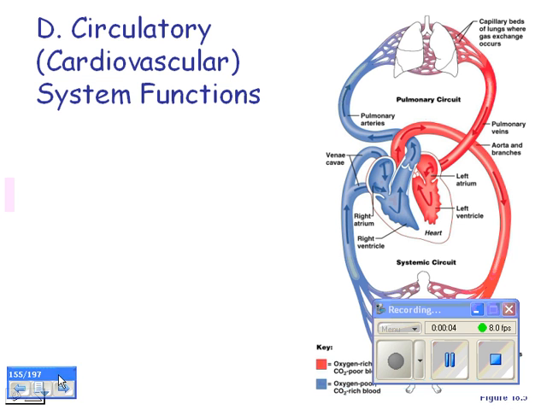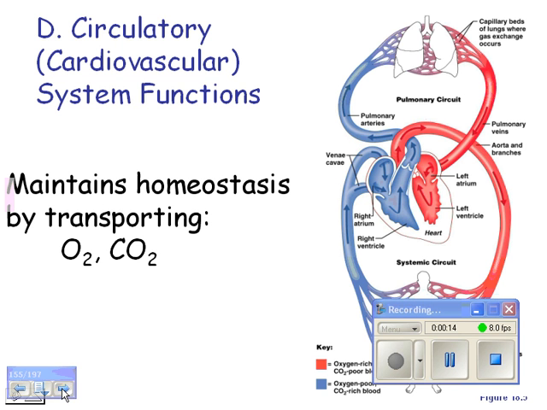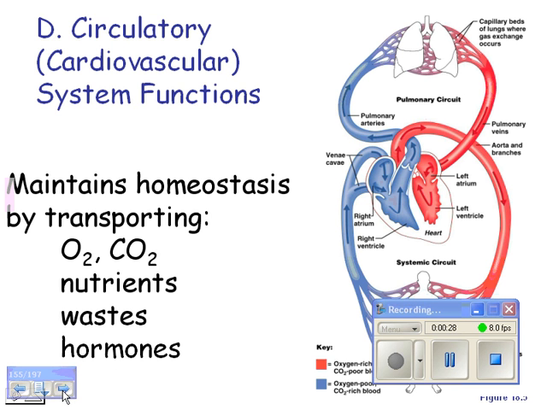Cardiovascular system functions. The cardiovascular system maintains homeostasis, just like every system in your body, and it does that by transporting oxygen and carbon dioxide, nutrients, which means glucose, amino acids, stuff like that, waste, and this isn't the waste like the stuff you poop out. This is nitrogenous waste that you get from all of your cells. And then hormones. And lastly, you don't think of this much, but heat.